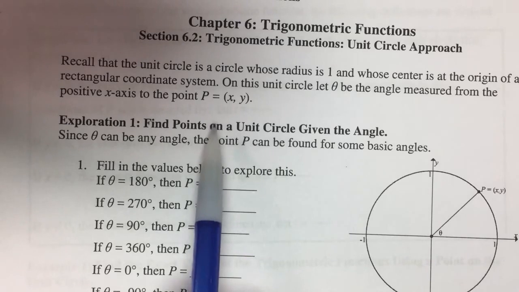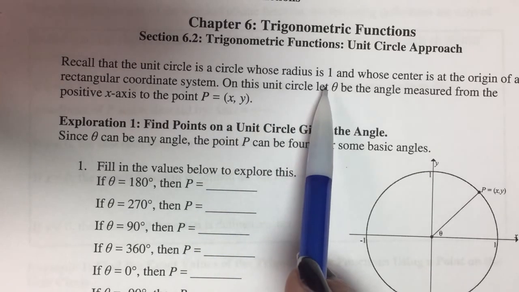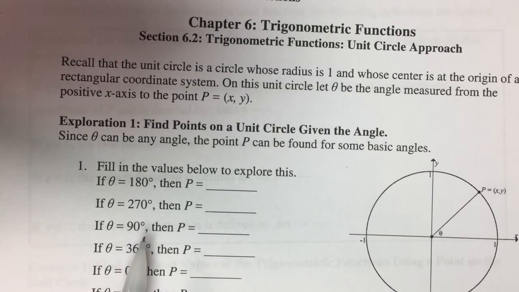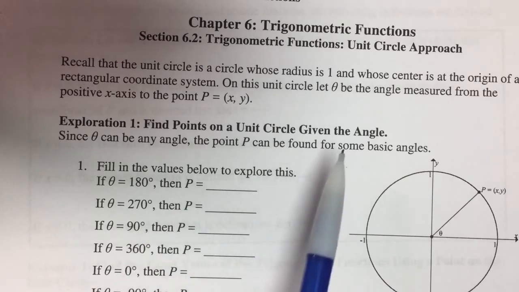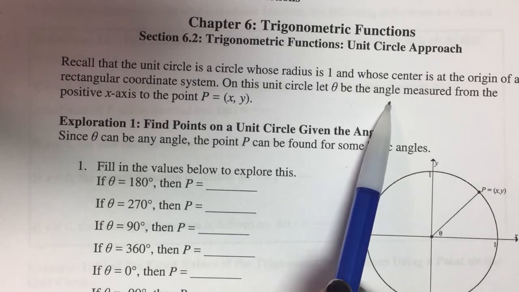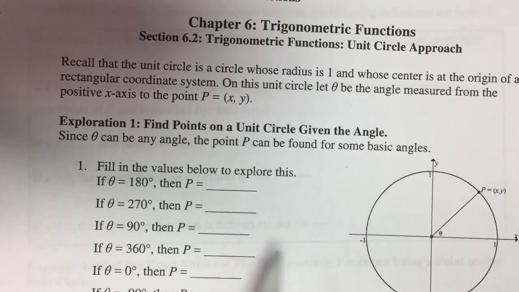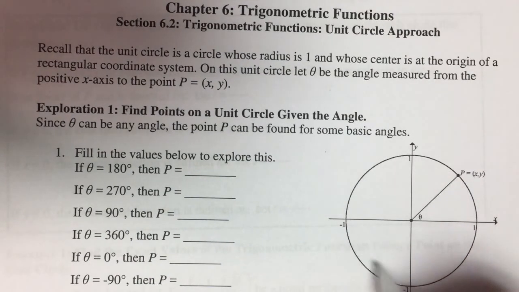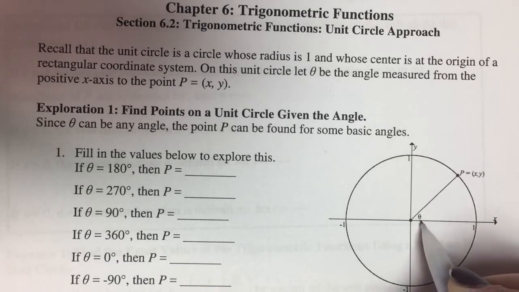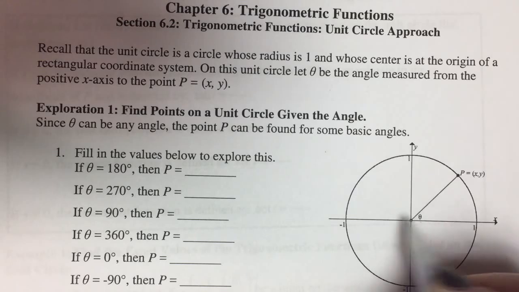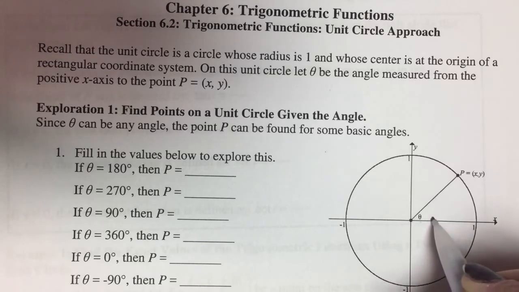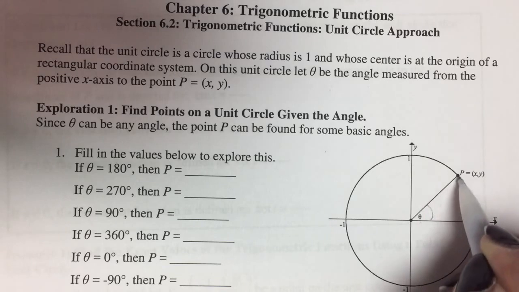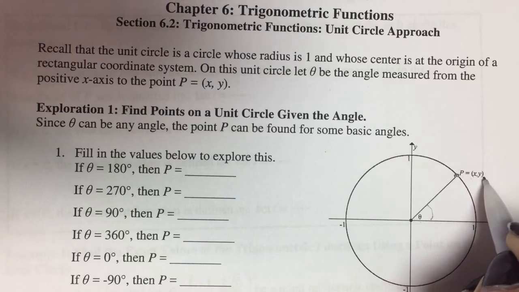So recall that the unit circle is the circle with a radius of 1 whose center is at the origin. If theta is the angle measured from the positive side of the x-axis to any point, here's your unit circle, of radius 1, and they're giving you a theta. It's measured from the positive side of the x-axis, not the negative. Here is my theta, and the point where it intersects the unit circle, you're going to call xy.